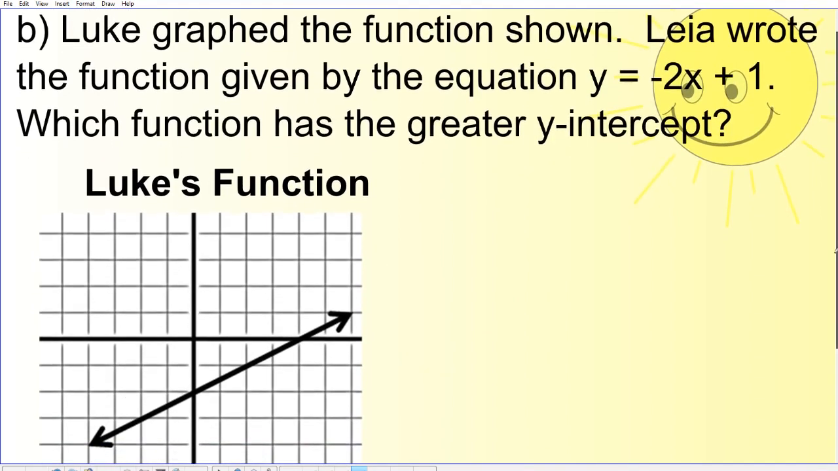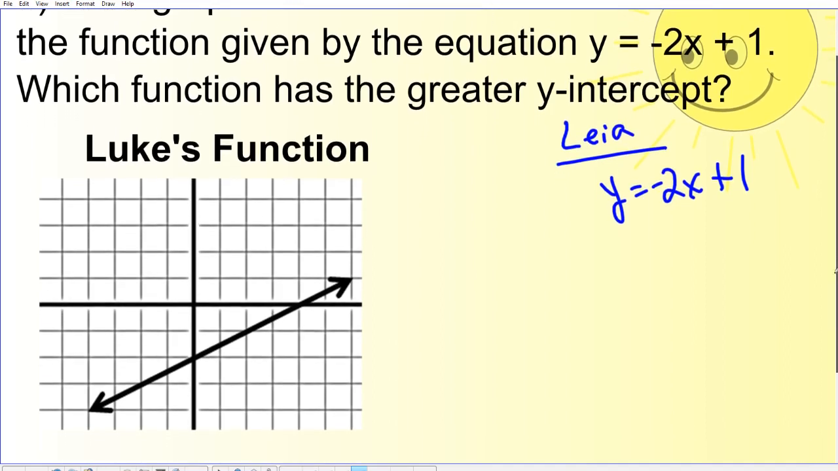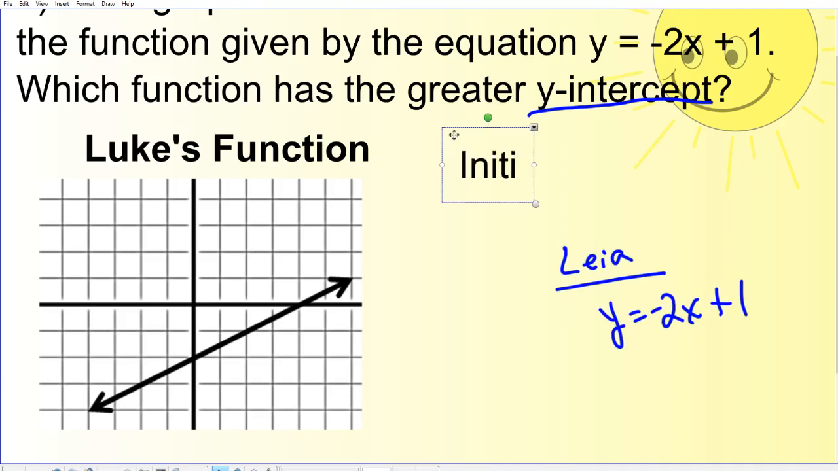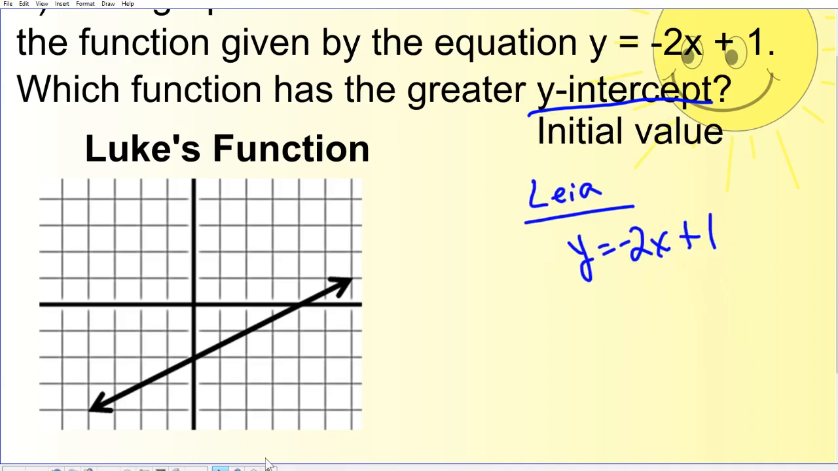Letter B. Luke graphed the function shown. So, there's Luke's graph. Leia wrote the function given by the equation. I'm going to write this down because it's probably going to be important: y equals negative 2x plus 1. There's Leia's equation. Which function has the greater y-intercept? Instead of saying y-intercept, they could have said initial value. That is another phrase that means the same thing as y-intercept. Just make sure we understand the vocabulary that's going on here.